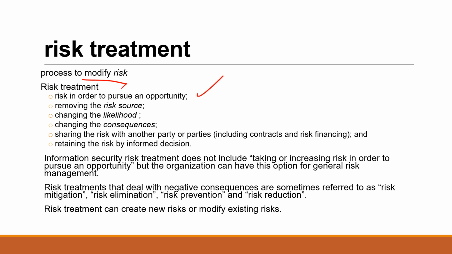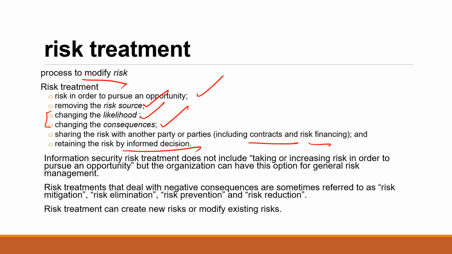So this is the place where, for those elements based on which the risk actually exists, you try to play with them. How do you treat it? Removing the risk source, changing the likelihood, changing the consequences. If you are changing the likelihood or the consequences, there will be an impact on the risk. Then there is sharing the risk with another party, which is another treatment. This is where you can do insurance, outsourcing and all. And retaining the risk by informed decision: you see that the risk is within the acceptable limit, so you retain it. These are the different treatment options you go for.